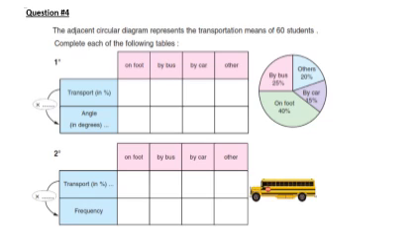And now in this question, we have a circular diagram that represents the transportation means of 60 students. So we have 60 students. They go to school, for example, some of them by bus, some of them by car, on foot, and 20% others, they maybe go by bicycle, or I don't know. But there are foot, bus, car, and other.